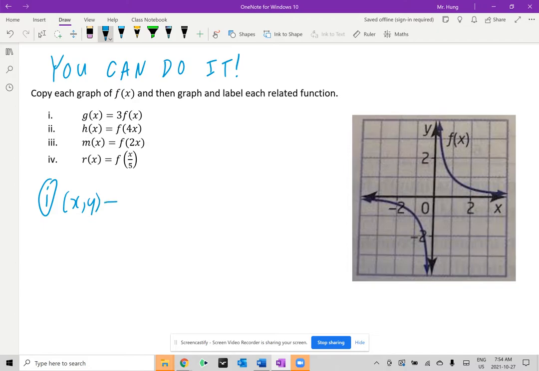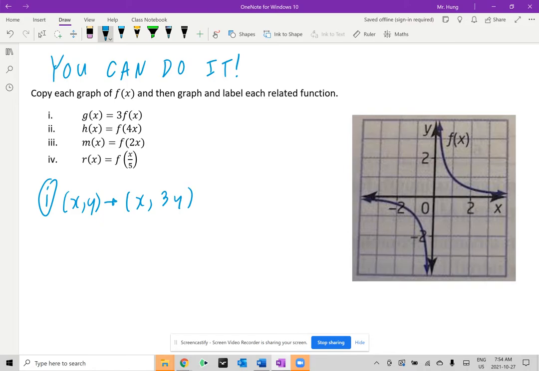Again, if you think about the transformation in words, this really means you're looking at a vertical stretch, or a vertical expansion if you like, by a factor of 3. So what that means is, in terms of the mapping rule, (x, y) is now mapped to (x, 3y).